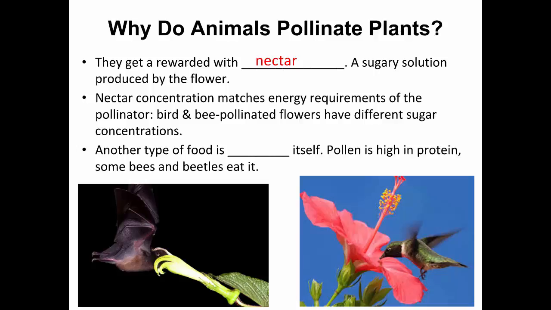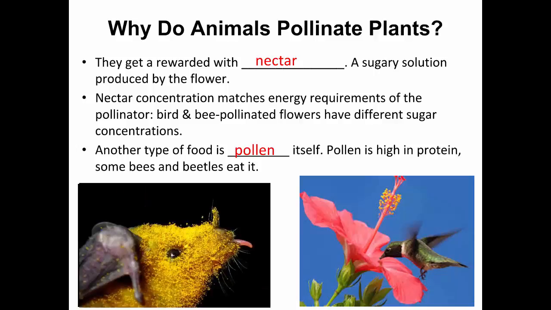Also, some animals actually eat the pollen itself, like some bees and beetles. It's nutritious, has protein in it. So the pollen itself is a source, and that's what attracts these animals to the flowers in the first place. As they are feeding, what happens? Some of the pollen gets on them, because as they're moving around through the flowers looking for that nectar, some of the pollen from the anthers gets on the animal.